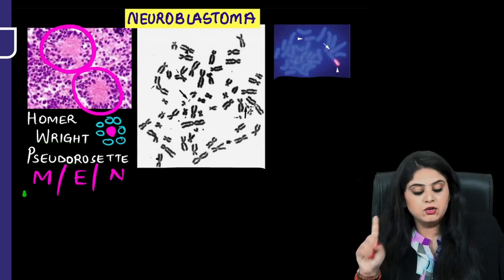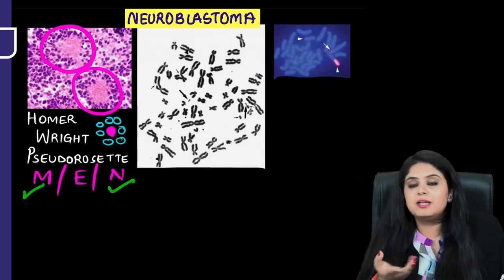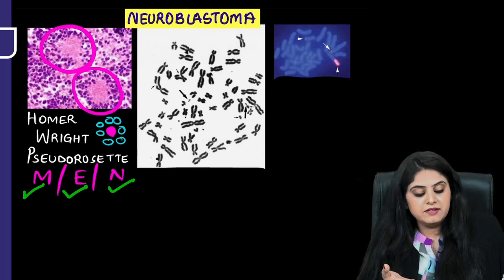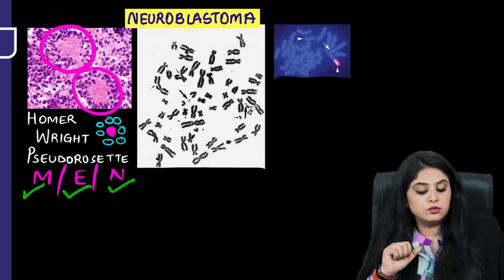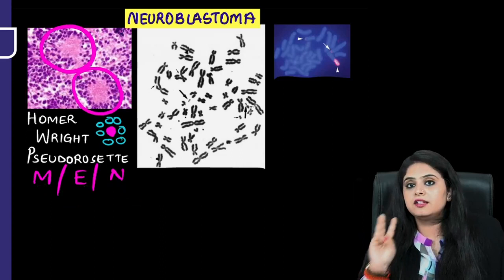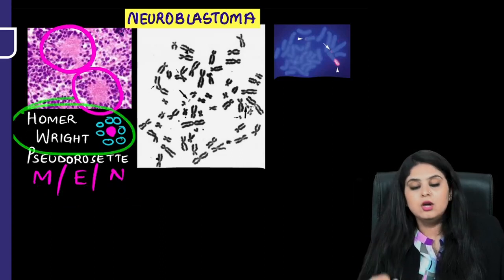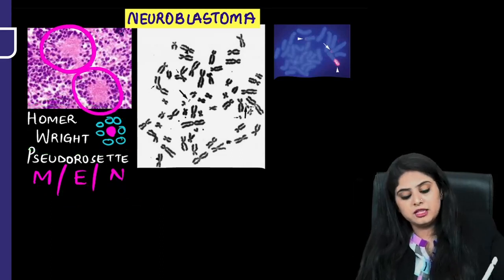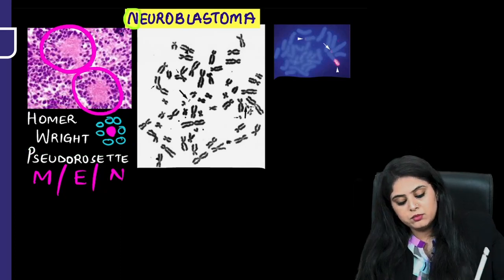Medulloblastoma, you have already studied. Neuroblastoma, you're studying right now. And Ewing sarcoma, you will study in the bone. So these three, medulloblastoma, Ewing sarcoma, neuroblastoma, show you Homer Wright pseudorosettes. But tell me the genetics. N for neuroblastoma shows you what?